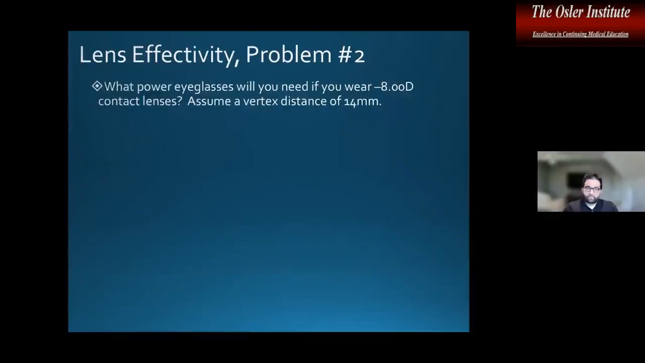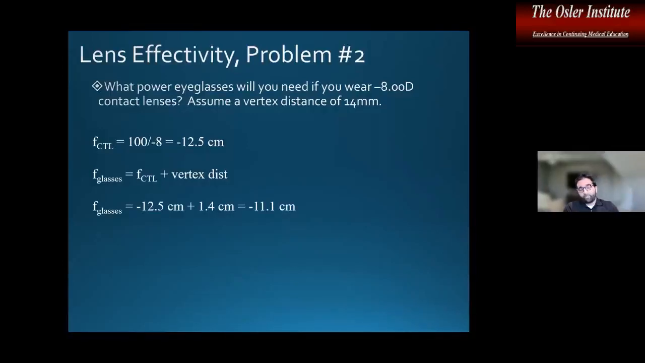So let's solve for this. We have -8 diopter contact lenses. So what is the focal length of the contact lens? 100 divided by -8 is going to be -12.5 centimeters. But what are we doing? We're going from contact lenses to glasses. So the focal length of the glasses is going to be the focal length of the contact lenses plus the vertex distance, okay? Plus the vertex distance.